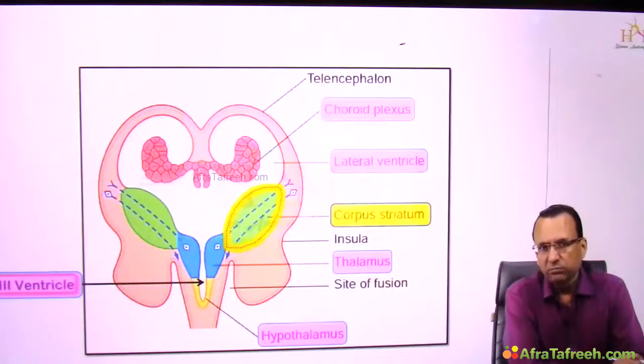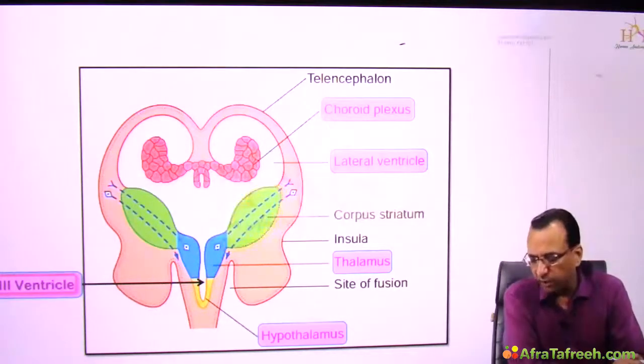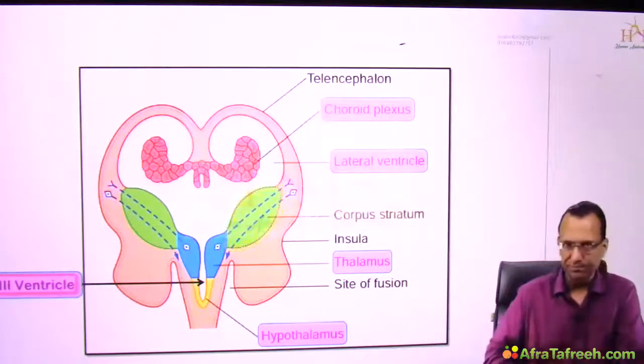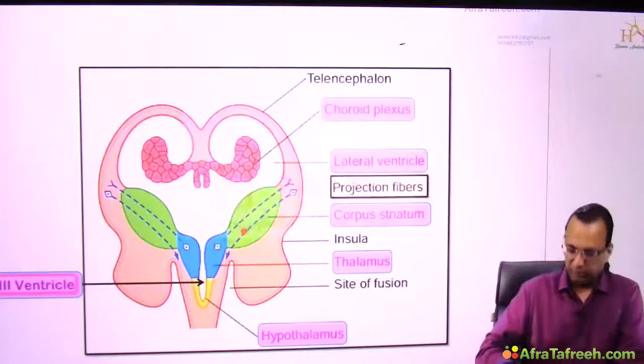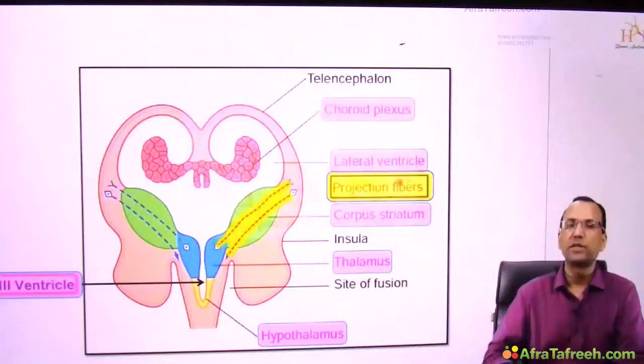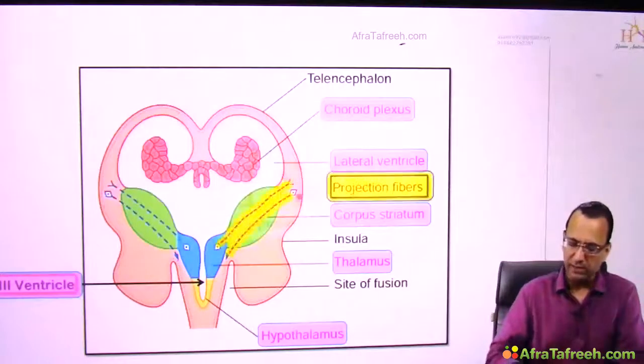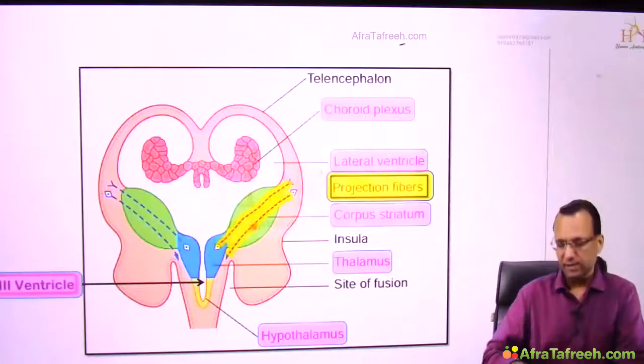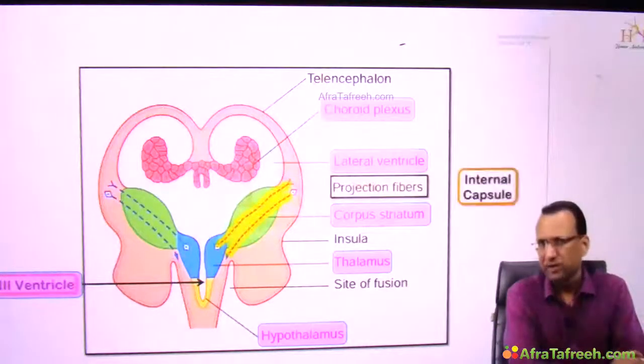What is this here? This is the corpus striatum, part of the basal ganglia. Now you find that there are some axons bisecting it. They are called projection fibers. They project from the higher brain center to the lower brain center, and from the lower brain center to the higher brain center, and later they will form the internal capsule.